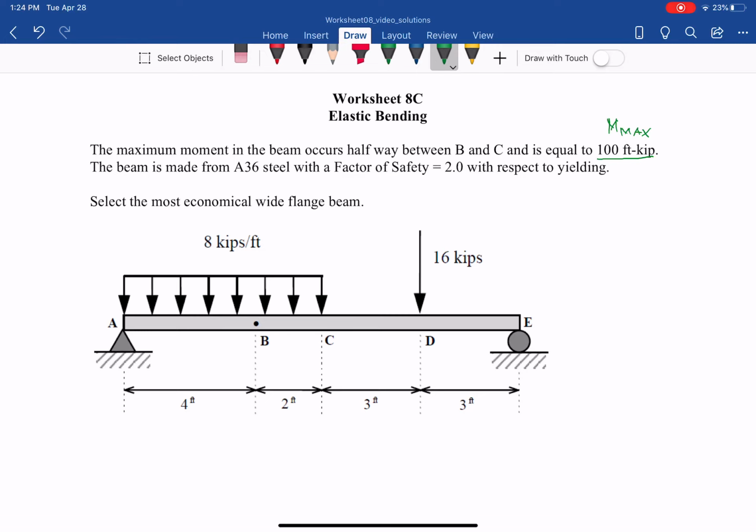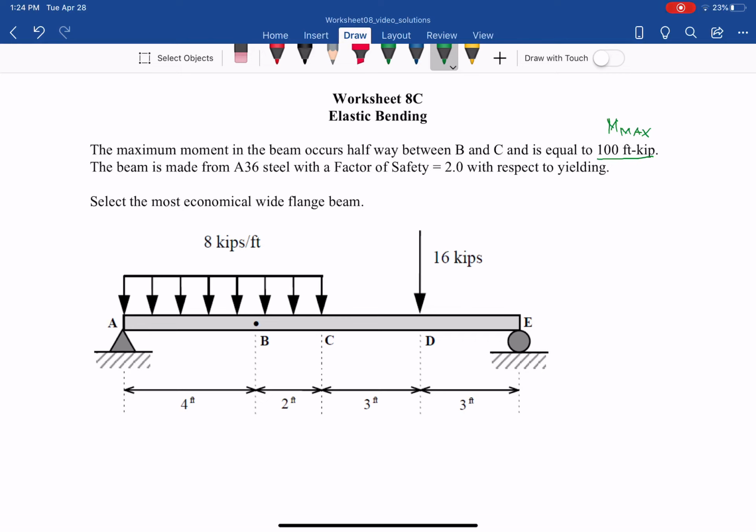How do we determine why people know that the moment max is somewhere halfway between B and C? Next lesson we will learn about that. But for now, let's accept that for this beam with that load, the maximum internal bending moment is halfway between B and C, and it equals 100 foot-kips.